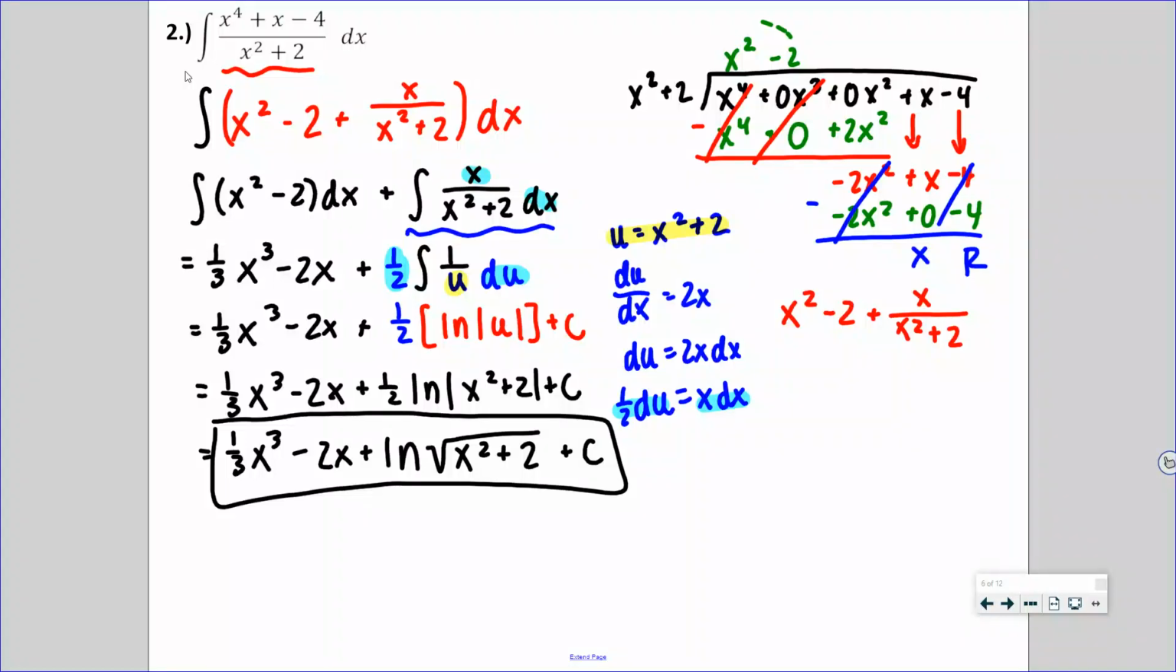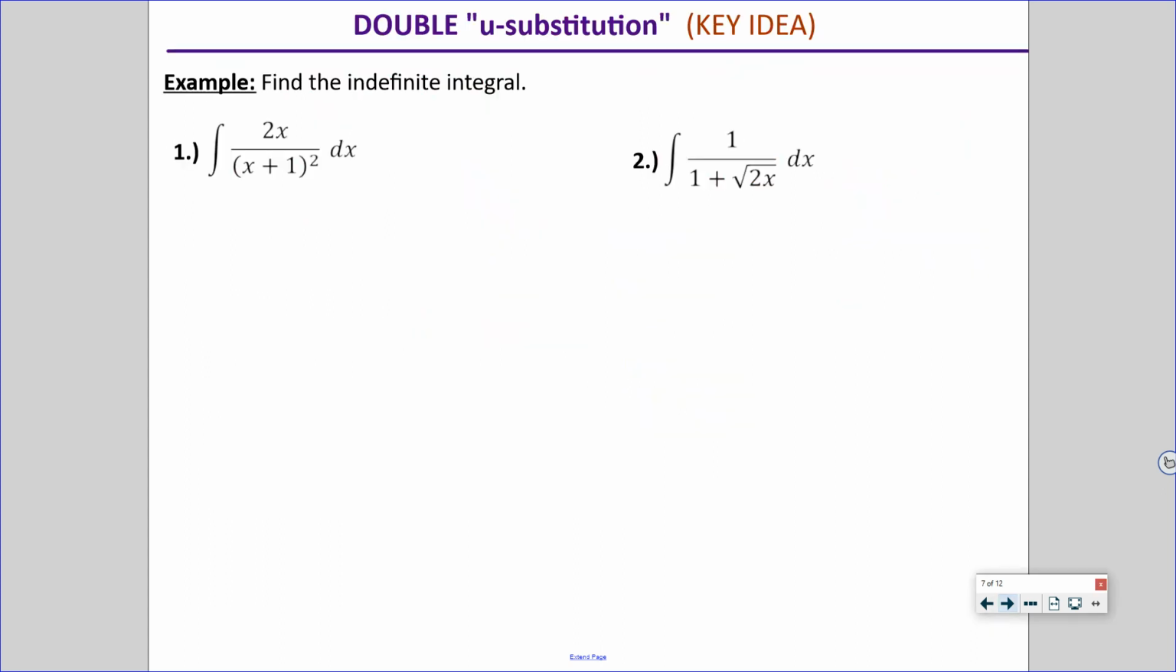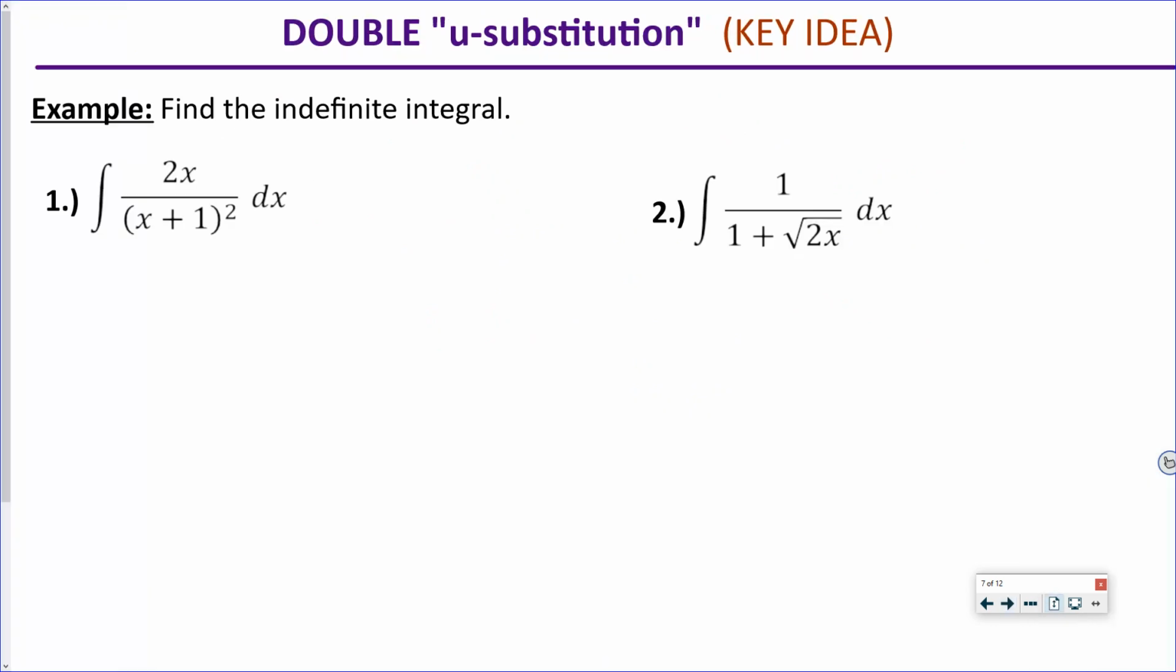All right, we are in the 5.2 notes. We left off on these ones with double U substitution. So we're just going to do a couple of these examples with natural log now. Great problems.